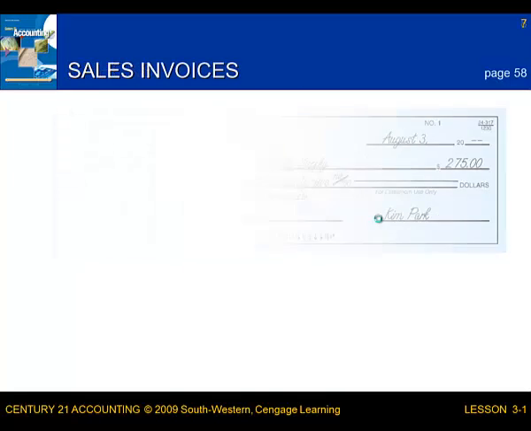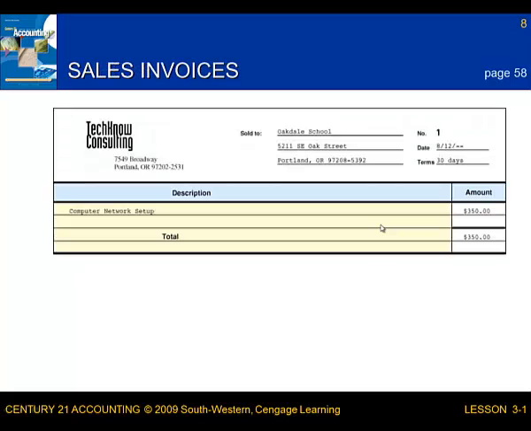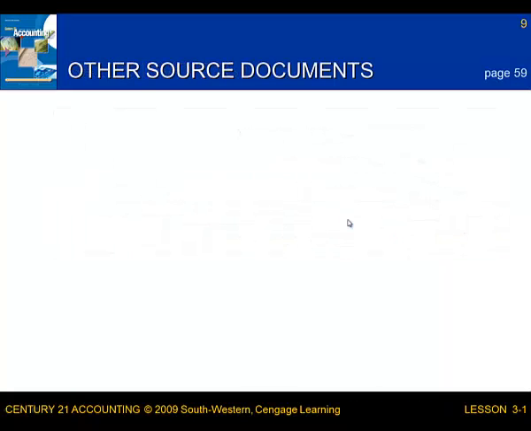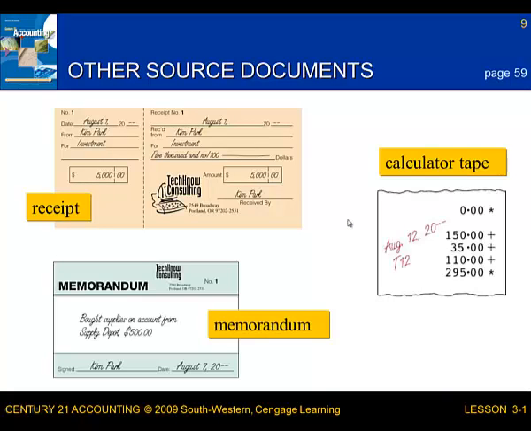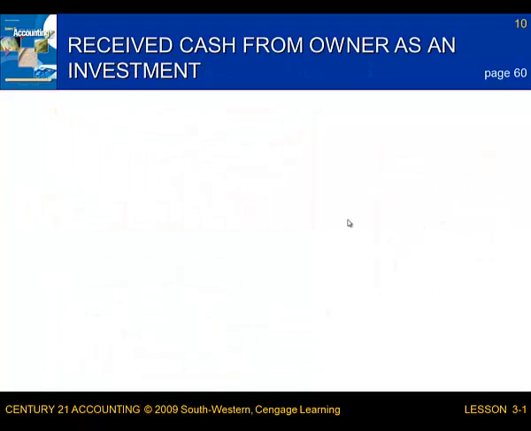So as you look at these, this is what a check looks like. I'm not going to let you see that too much because you probably have seen one before. If you haven't, hit yourself on the head now. You've got a sales invoice, and then other source documents include a receipt or memorandum or calculator tape. All these things tell us something that's happened.